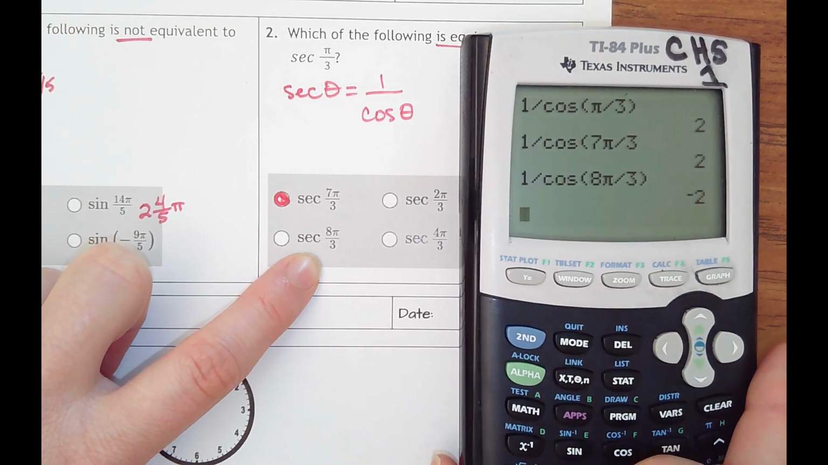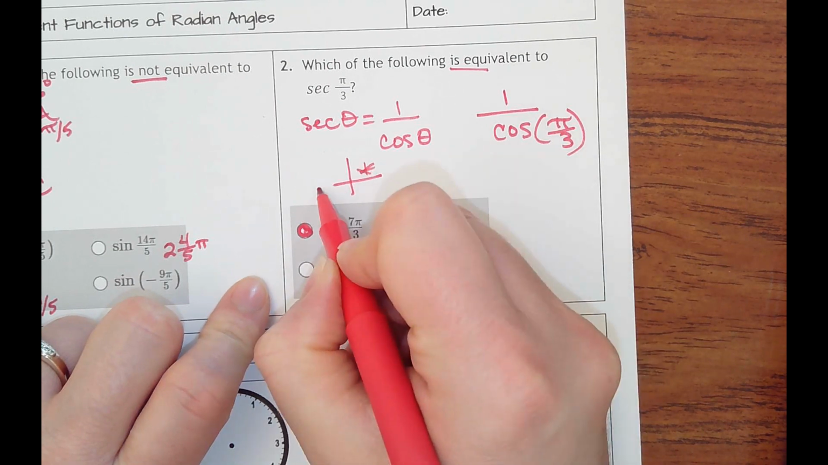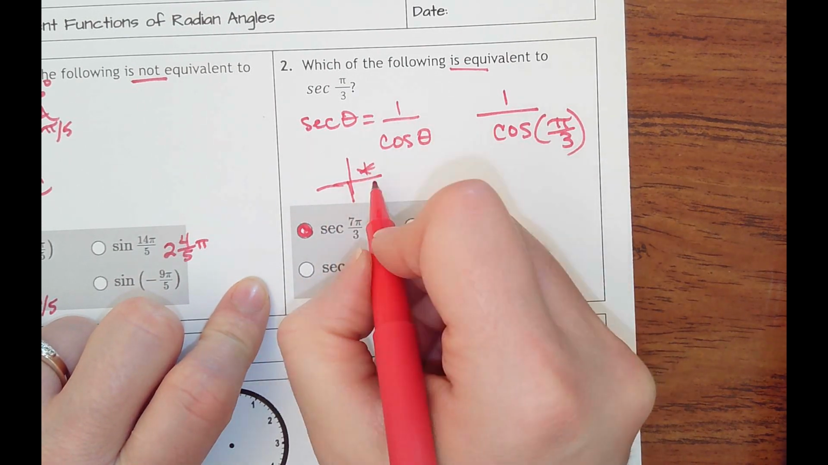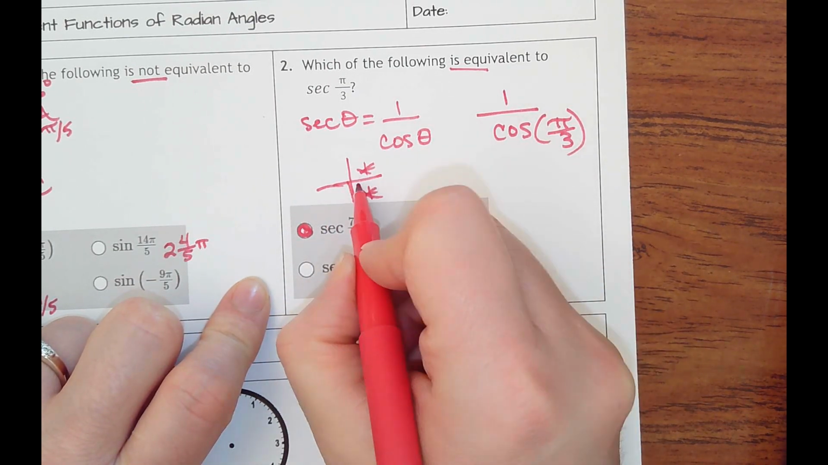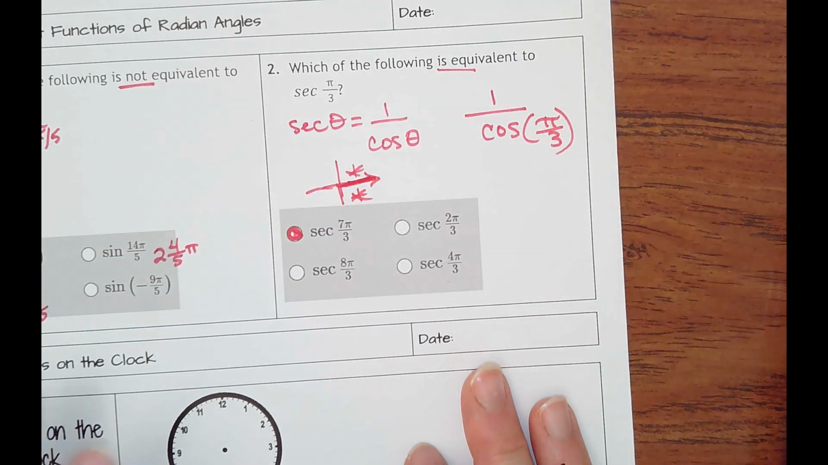That means it's in a different quadrant, because cosine and secant are positive in quadrant 1 and in quadrant 4, because it's where the x values are positive. So that's what these angles are referring to.